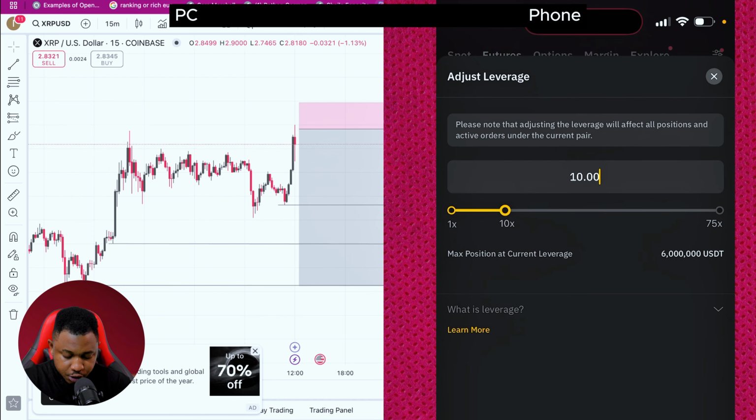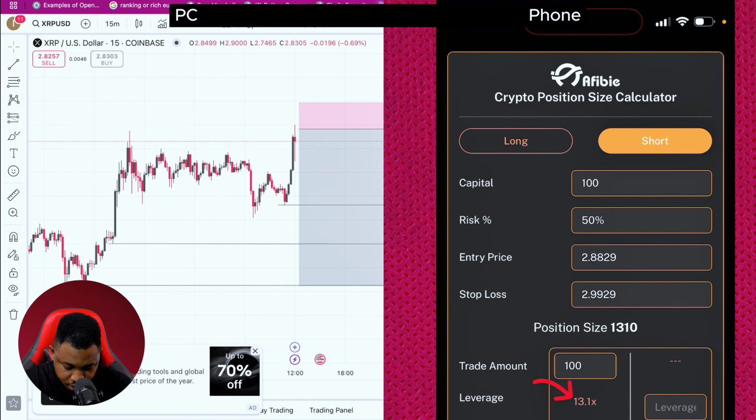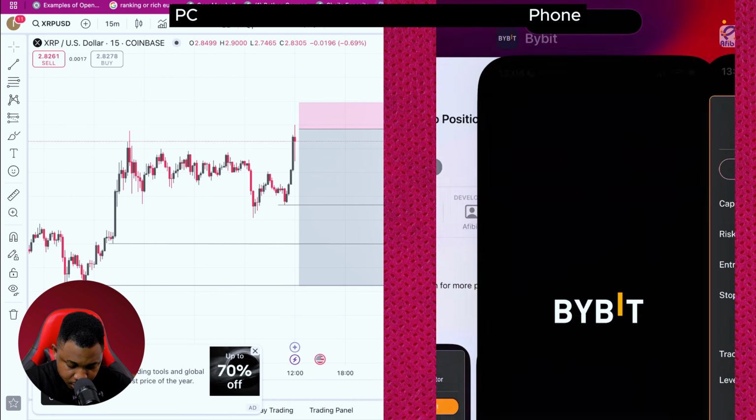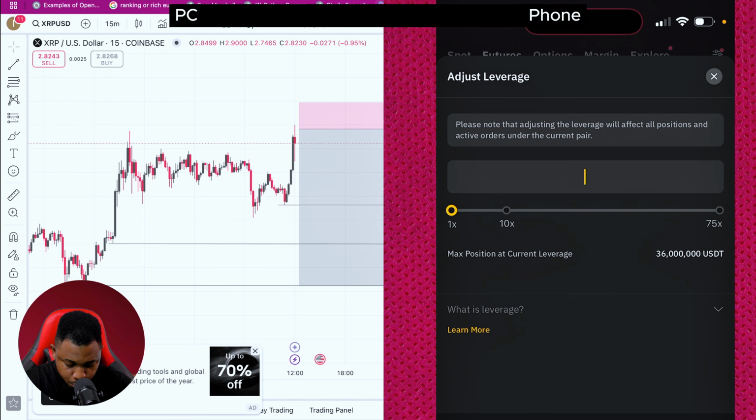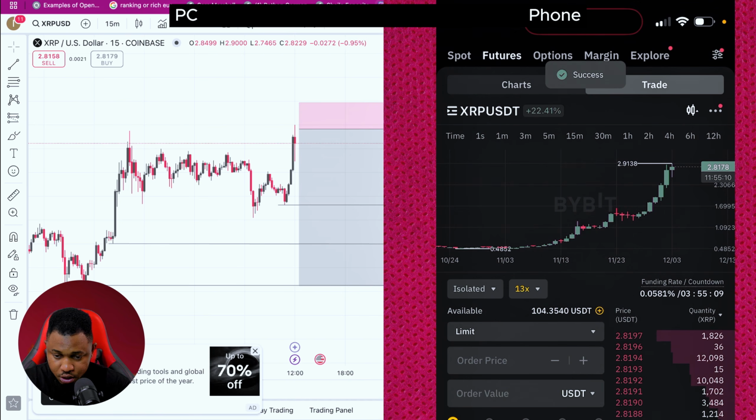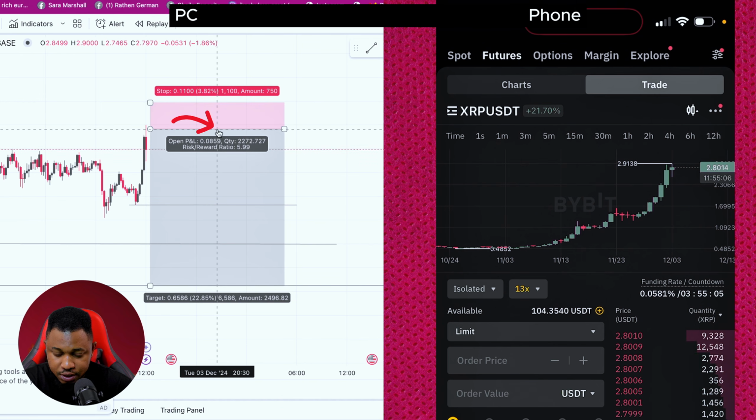So what is the leverage? Our leverage was a 13.1x leverage. So I'll come over here and I'll just type 13.1x. So note that this only happens on Bybit. You can't do it on Binance. You can only do 13 or 14 or something. You can't do 0.1. So let me just do 13 and I'll click on save. Now this is a limit order, because if you look right here, this trade has not activated yet. So it's already on limit.